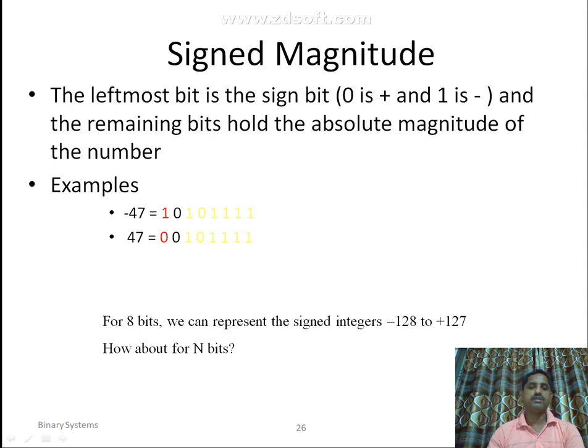For 8 bits we can represent signed integers, for example minus 128 to plus 127. Okay, so the leftmost bit is the sign bit and the remaining bits hold the absolute magnitude of the number, that is, 0 is plus and 1 is minus. So here for 47, 1 is assigned as minus and 0 is assigned as plus.